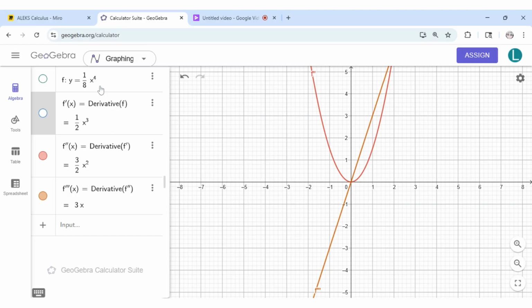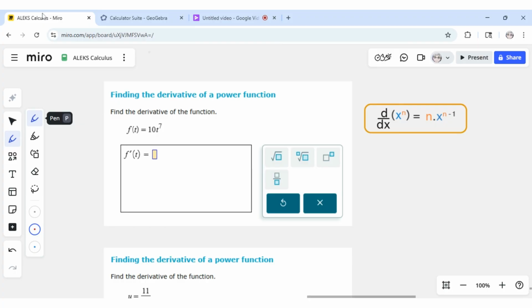Now, what I want you to notice here is that every time you take the derivative of something, the power goes down by 1, and then something else happens with the constant on the outside, and we'll sort that out in a minute. But when you take a derivative, you reduce the power by 1, and that's the starting point for this.